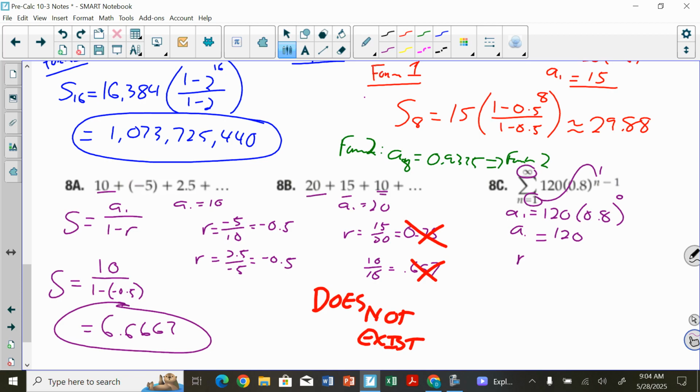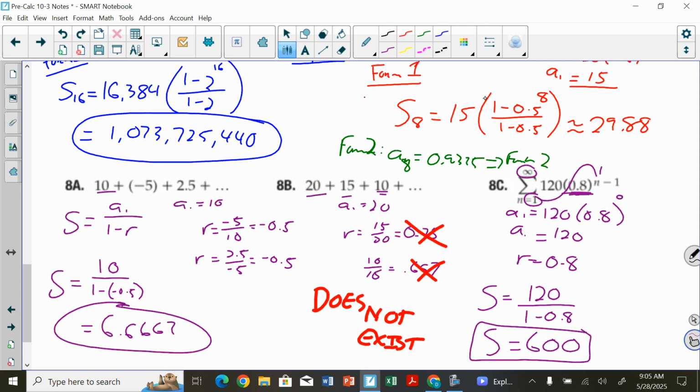Then I'm good to go. I know my r value is already given here, the base number of the exponential function, 0.8. So I can use the sum formula. I can go a sub 1, 120, over 1 minus r, 1 minus 0.8, 0.2 in this case. And when you do the math here, you're going to get 600 for your sum.